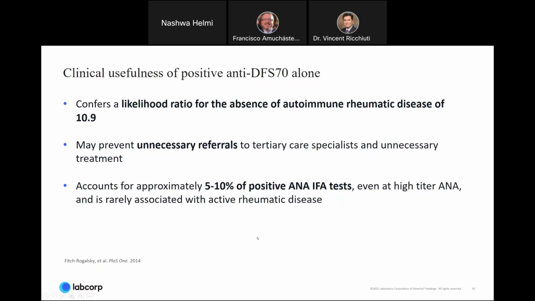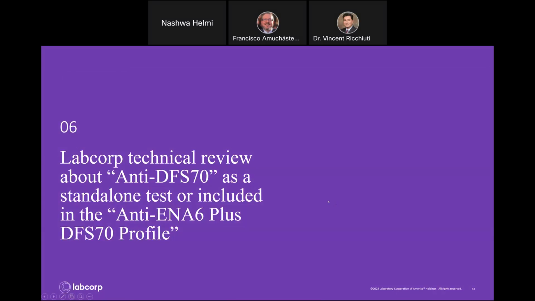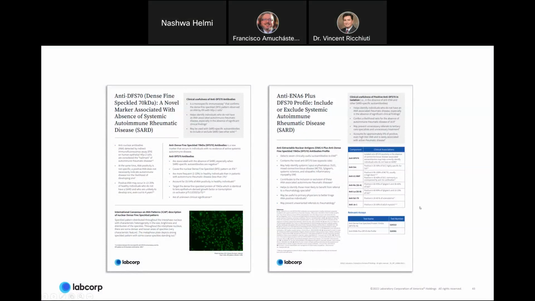And as we discussed, it accounts for approximately 5 to 10% of positive ANA by IFA, even at high titer, which can be intimidating because the patient sees a positive ANA and may be worried about that, and it is rarely associated with active rheumatic disease. Labcorp has published 2 technical reviews, one about anti-DFS70 as a standalone, and one about the anti-ENA6 plus DFS70 profile. Those white papers are available and can be provided to you for review or reference.